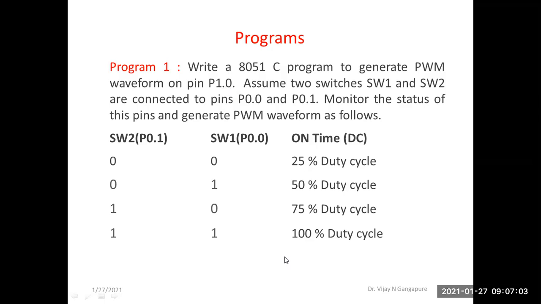Okay, that means continuously output will be high on pin 0 of port 1. That is nothing but PWM waveform with 100% duty cycle. So such different PWM waveforms we have to generate on pin number 0 of port 1 by monitoring the switches SW1, SW2, which are connected to pin 0 and pin 1 of port 0. So this is the task.